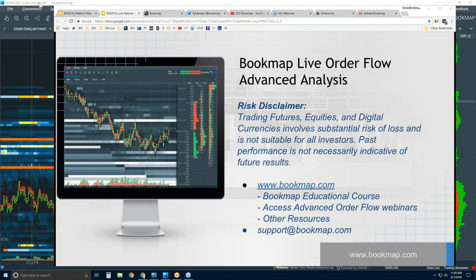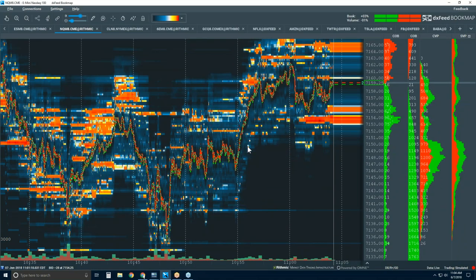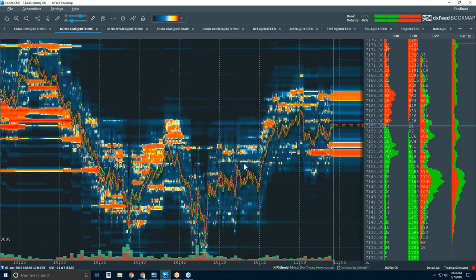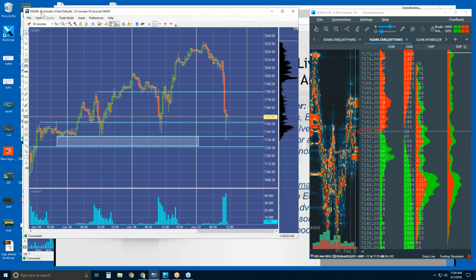All right, so let's jump into Bookmap here. I was covering the previous webinar. I couldn't wait to talk to you guys. So let's take a look here at some of the higher time frame. This is what we've been looking at over the last few days.